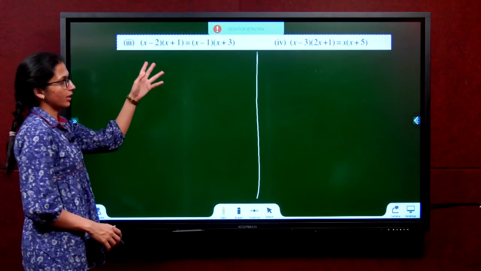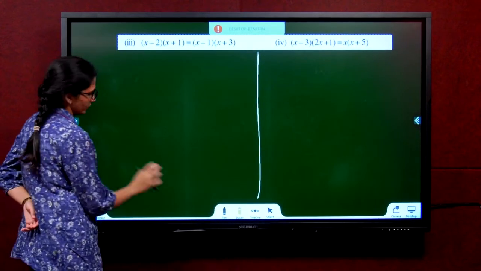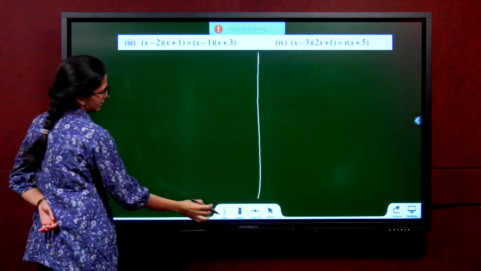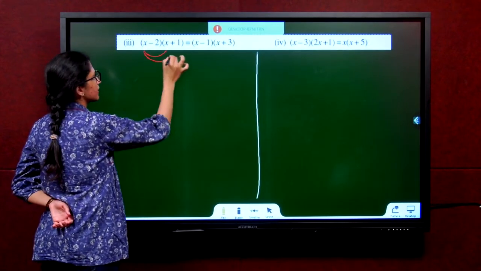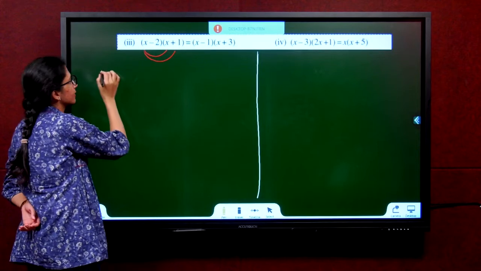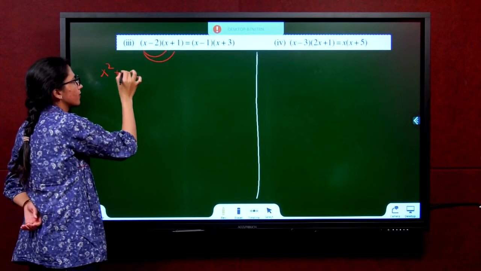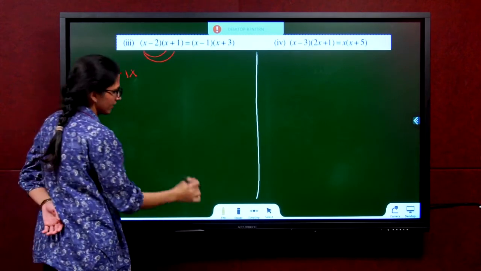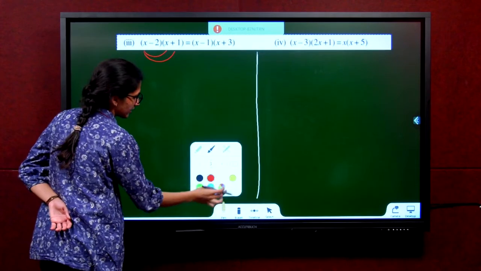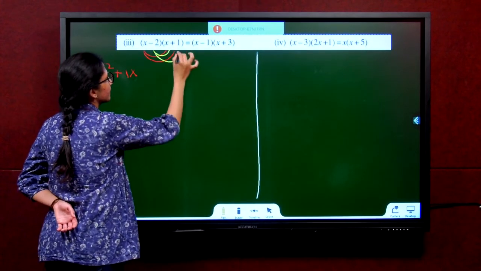Take one term at a time and multiply. So here, as we can see, we first take the x term and then multiply. So x will go first. x into x, x square. x into 1, 1x or just x. 1x and x, same thing. Now, a negative term is there. Take the negative term minus 2 and multiply.